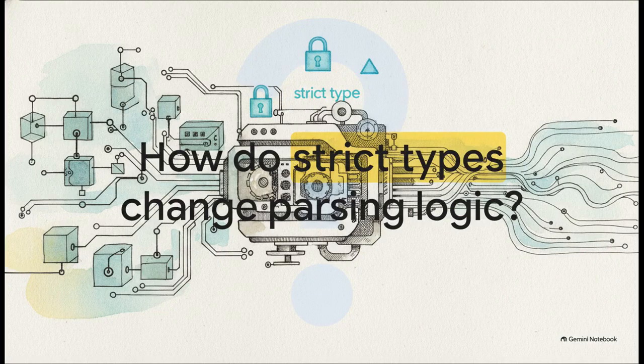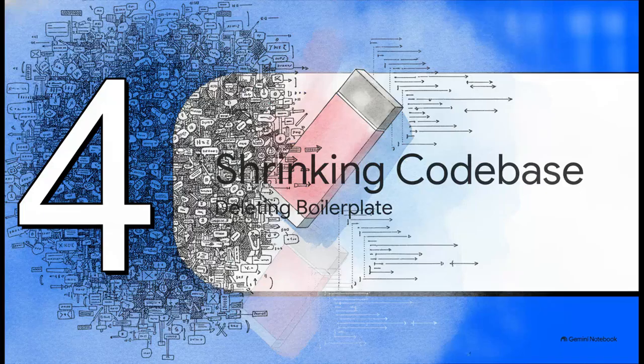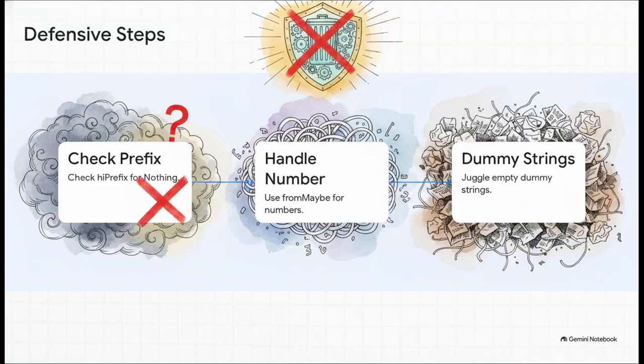Now this raises a really interesting question. It's awesome to have clean data structures, for sure. But how does strictly enforcing these types actually change our day-to-day functional parsing logic? Let's find out in Section 4, the shrinking code base. Time to delete some defensive boilerplate. Honestly, this is the most satisfying part of any code makeover, throwing away code you just don't need anymore.